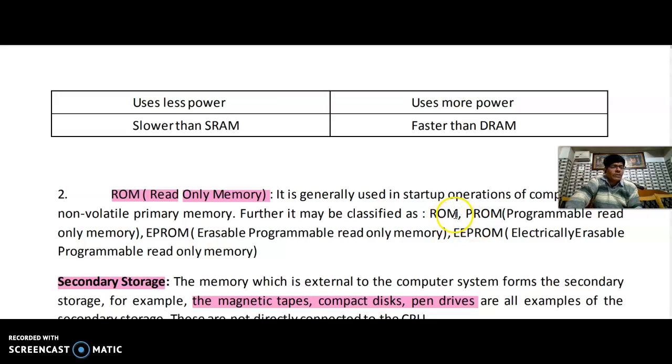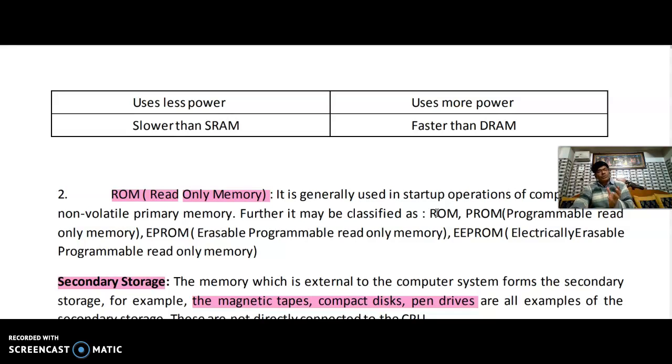Read-only memory, ROM, where instructions are fed by the manufacturer itself. What are those instructions for? For loading the operating system from the hard disk to the computer's memory. That process is called booting. Booting means loading the operating system from the computer hard disk to the memory, so that it can totally take control of the computer system and work with us, or work as an interface with us. That is the work of the operating system.